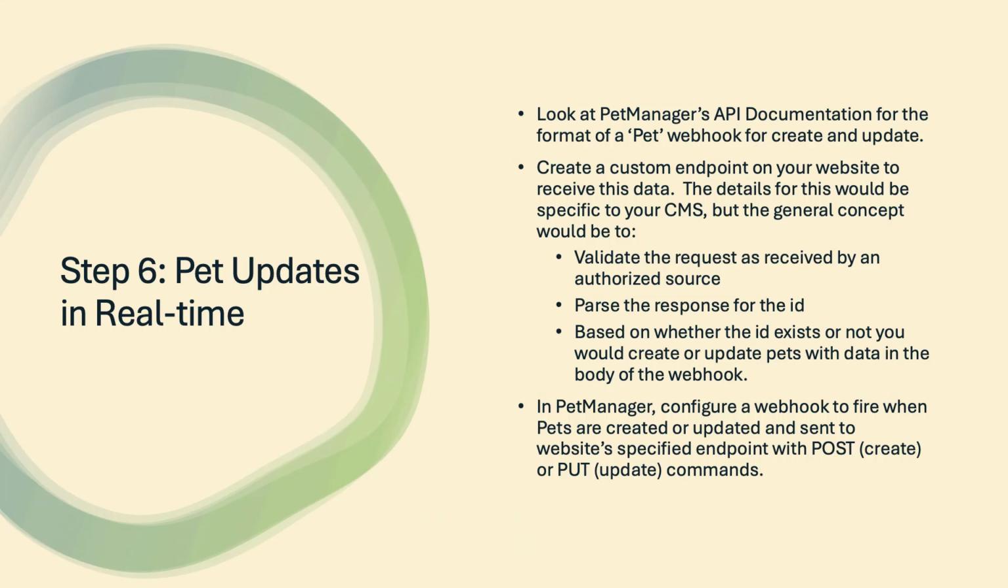You parse the response for the ID, and then based on whether the ID exists or not, you would either create or update. And then in Pet Manager, you configure the webhook to say, now that I've got that endpoint built, I want to send it to this URL. And once that's registered, every time that event occurs, those webhooks will be sent out, and your website will consume that webhook and process it for you.